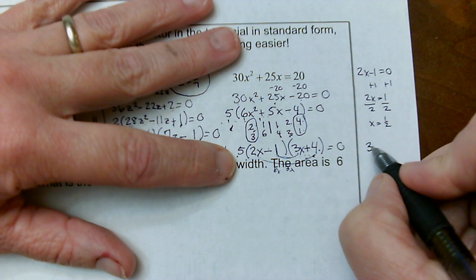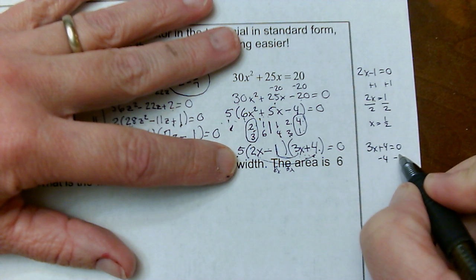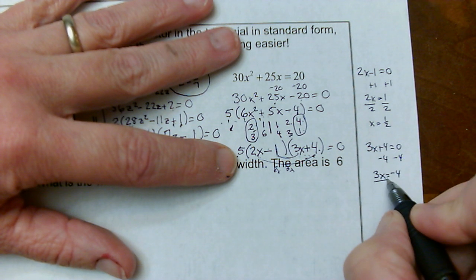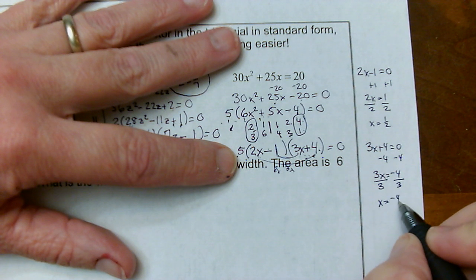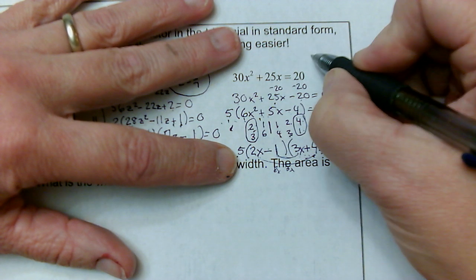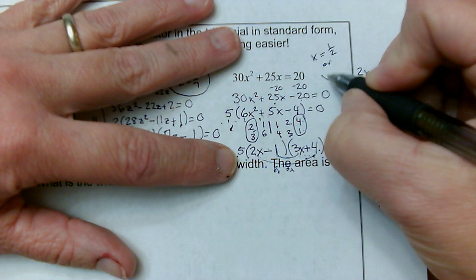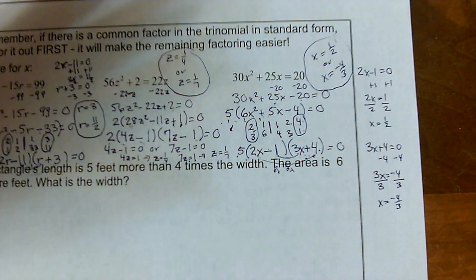If 3x plus 4 equals 0, we'd have to subtract the 4 first, and that gives us 3x equals -4, and then we'd have to divide by the 3, and we get x equals -4/3. So our solutions are x equals 1/2 or x equals -4/3.